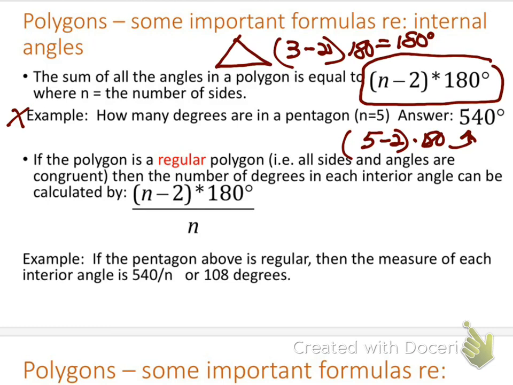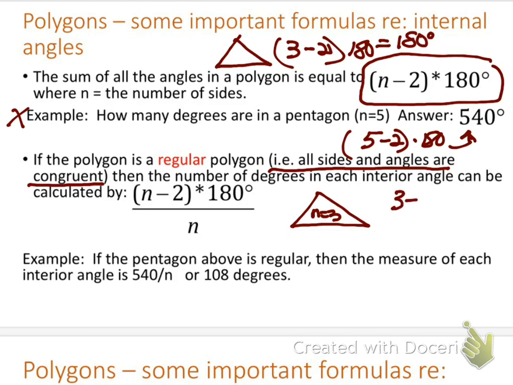Okay, now this word regular. Regular means that all angles and all sides are exactly equal. So that would be like an equilateral triangle. If you have that case, then you could not only tell me the sum of the angles inside the polygon, but you can tell me each one because they'll all be the same. So take your sum and divide by n. So we'll try a triangle. Okay, so n equals 3 for a triangle since n is the number of sides.